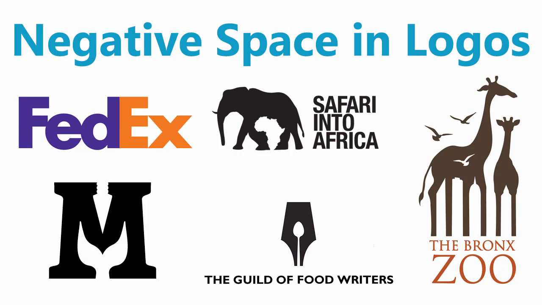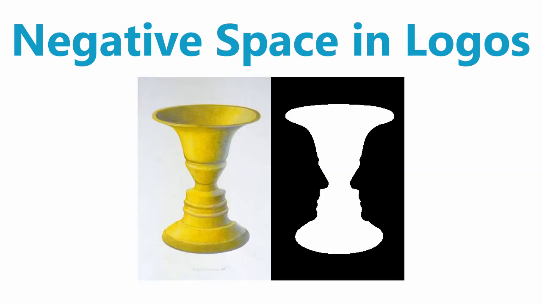One design technique you might want to consider is using negative space in logos. And in this lesson, you'll learn how to use Illustrator to create this effect of negative space. So if you're familiar with negative space already, you probably are familiar with Edgar Rubin's vase. It's one of the most well-known examples of negative space. So you see either a vase in the middle, or you see two profiles of people looking at each other.